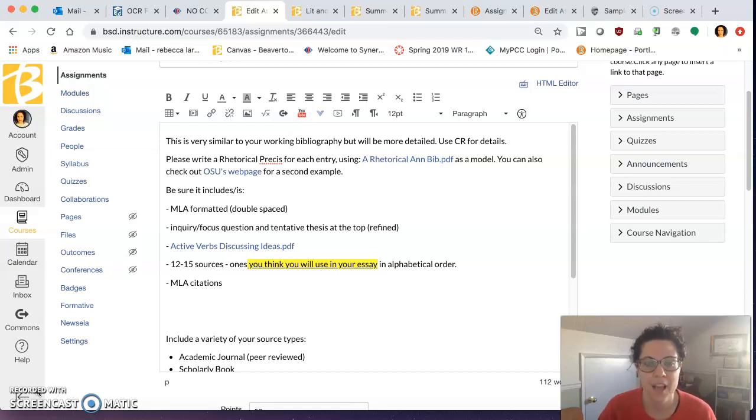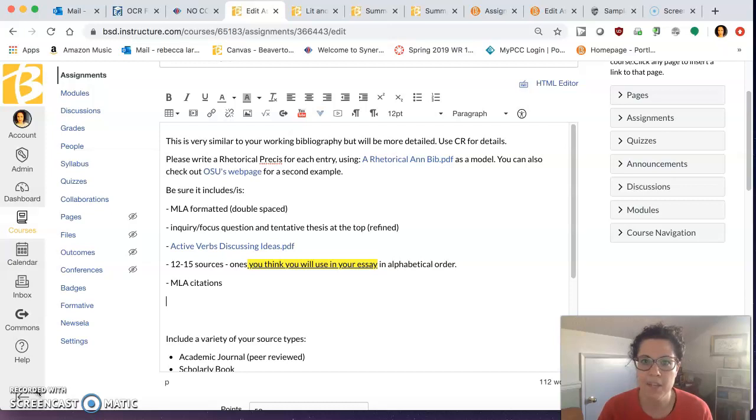I know there's a lot going on with COVID-19 and the uncertainty of everything that's happening right now. So I think it's important that I support you guys in your education and hopefully give you a little routine to your day. So I wanted to talk about the assignment that's coming up, which is the Rhetorical Precis, which is very similar to an annotated bibliography, which is in the chapter that we just read.